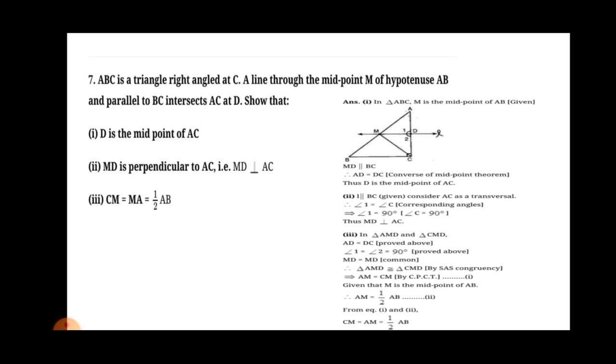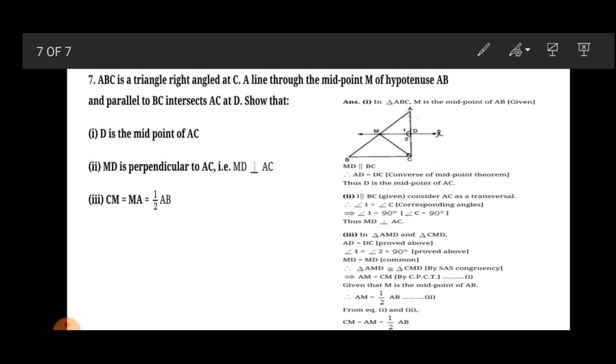Question number 7. ABC is a triangle, right angle at C. A line drawn through the midpoint M of hypotenuse AB and parallel to BC intersects AC at D. Show that D is the midpoint of AC.